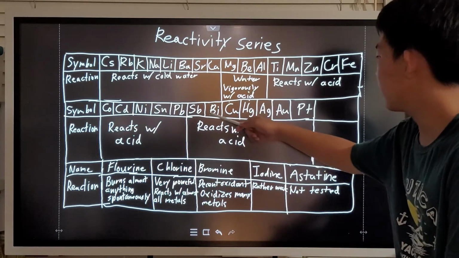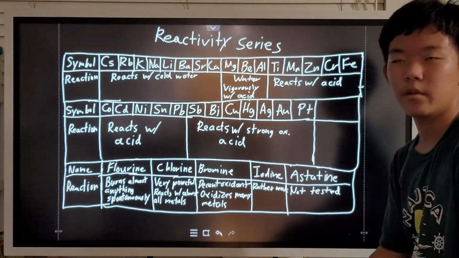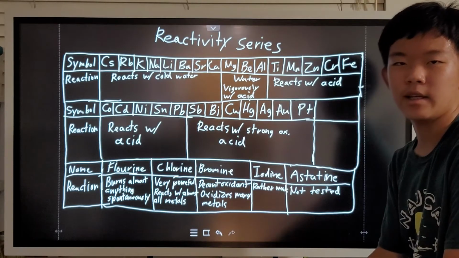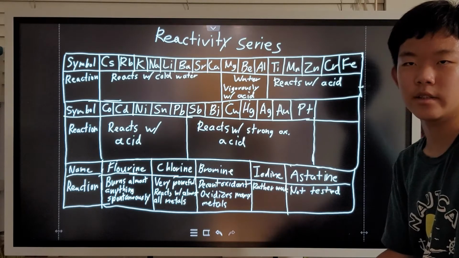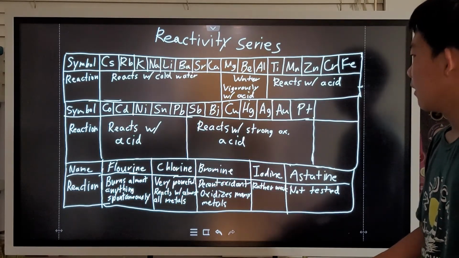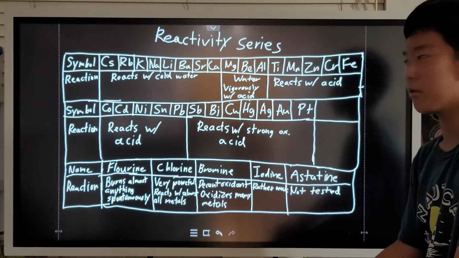And finally, antimony, bismuth, copper, mercury, silver, gold, and platinum aren't actually going to react with too many acids. They will react with very strong oxidizing acids like nitric acid, but with normal acids like hydrochloric or sulfuric acid, they won't do too much.